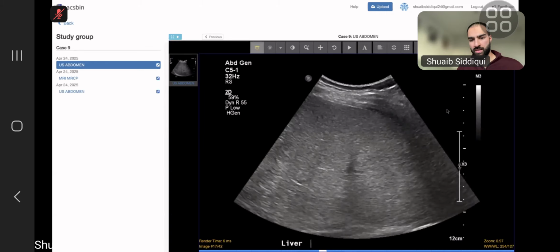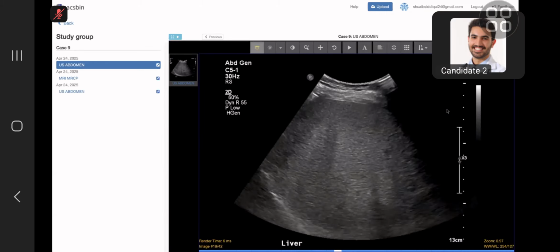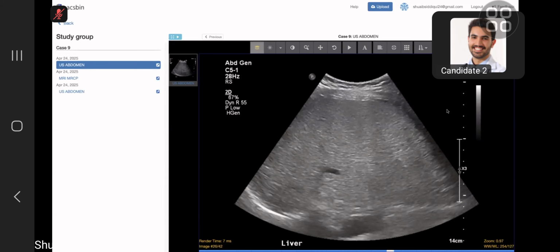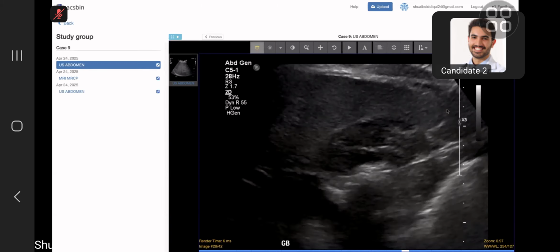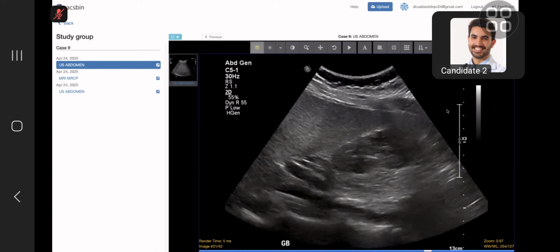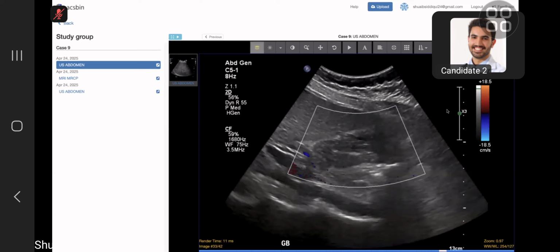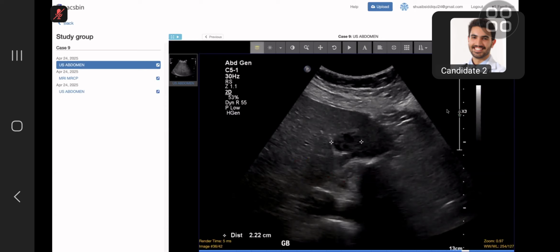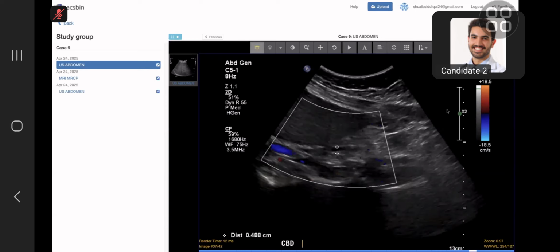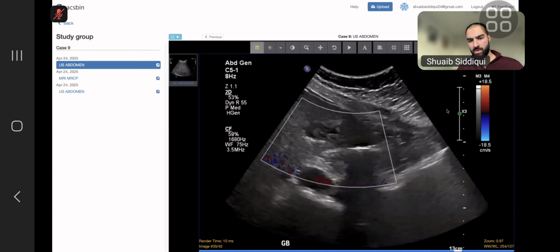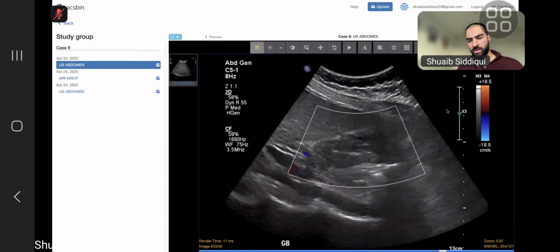So don't worry about the kidney. Just focus on the liver. So those are all the images, and is there anything you've noticed so far?